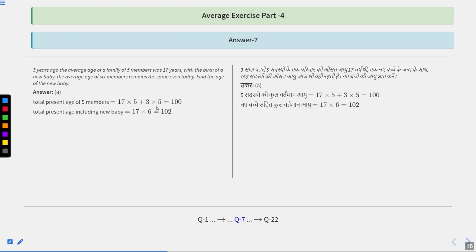Clear? Now the total present age including the new baby will become 17 into 6, because the average is again the same. So it will become 102. So what will be the age of the new baby? 102 minus 100, which is 2 years. So A is the correct answer. Next one.